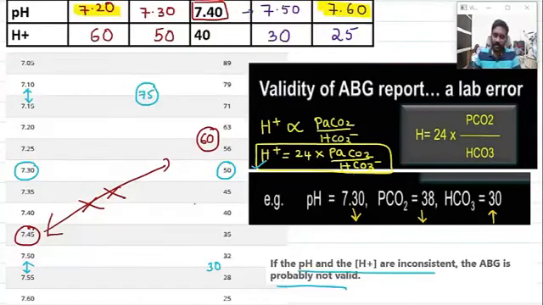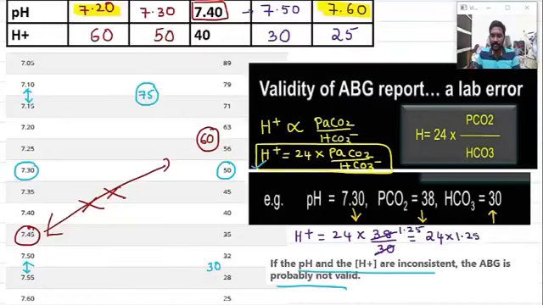Now let us apply this in the given question. They have given pH 7.30, PCO2 38 and bicarbonate 30. Let us see whether this is a consistent pH or inconsistent, a lab error. So how do I calculate H plus? 24 into PaCO2 by HCO3. PaCO2 is 38, HCO3 is 30. So it will be 24 into roughly 1.25. So H plus should be 30.